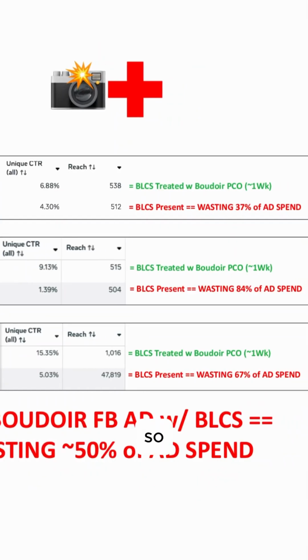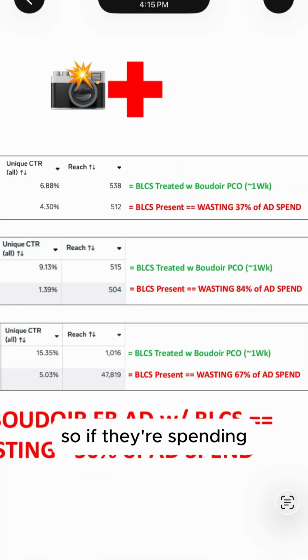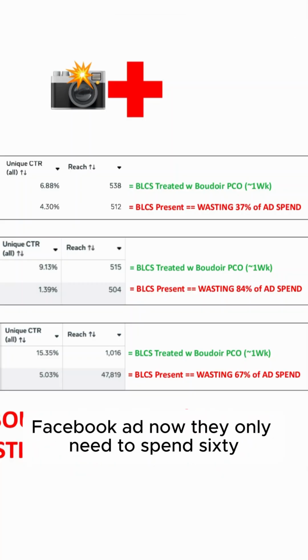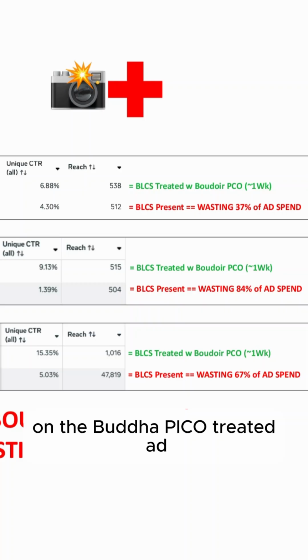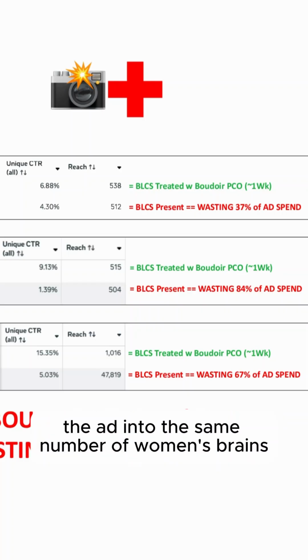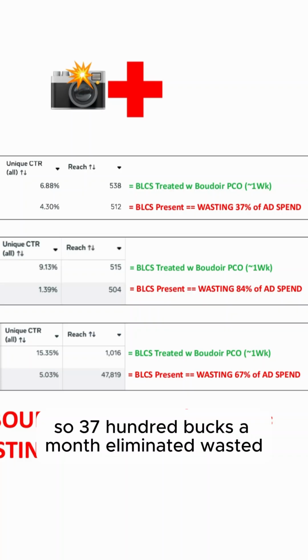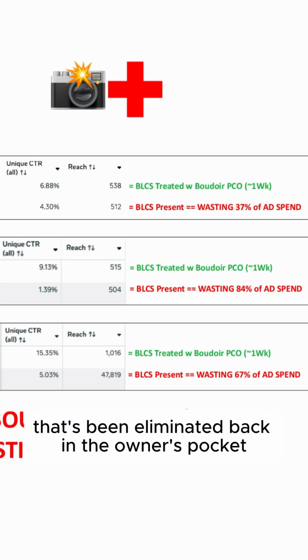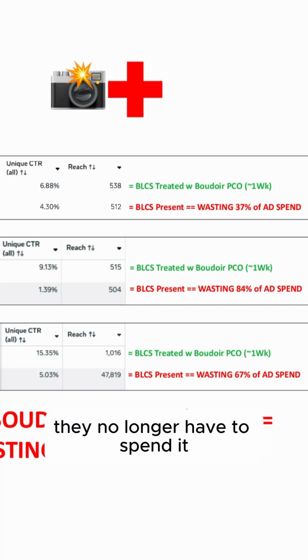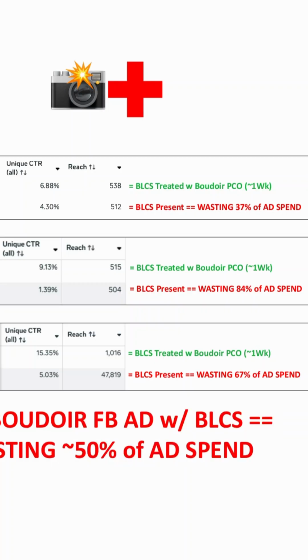Awesome. So we found out the original was wasting 37% of ad spend. So if they're spending 10 grand a month on the original Boudoir Facebook ad, now they only need to spend $6,300 a month on the Boudoir Pico treated ad in order to get the ad into the same number of women's brains in both scenarios. So $3,700 a month of wasted ad spend eliminated, back in the owner's pocket. They no longer have to spend it, kind of like a phantom profit. And that's like 40K over the next 12 months without having to do any extra work.